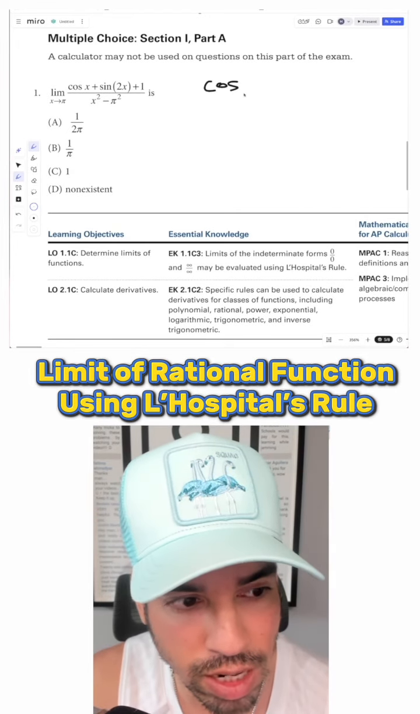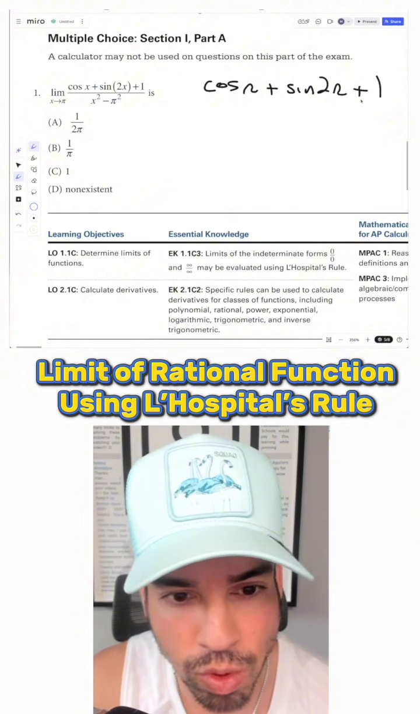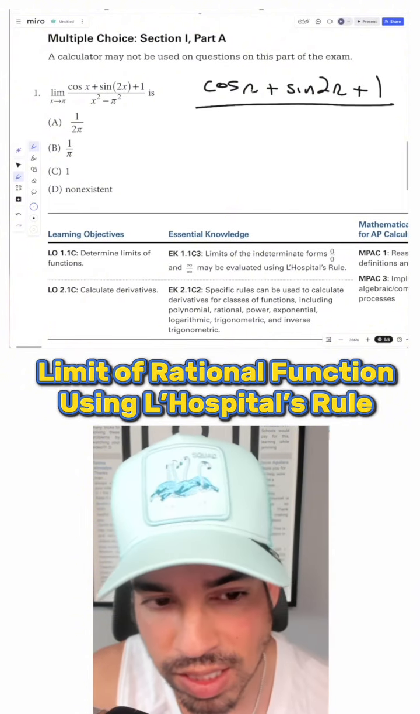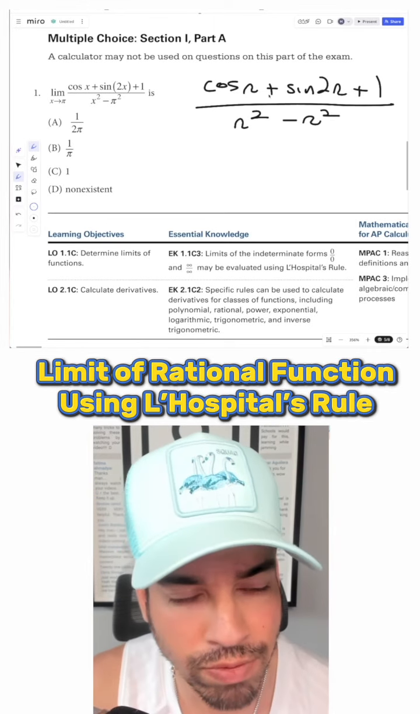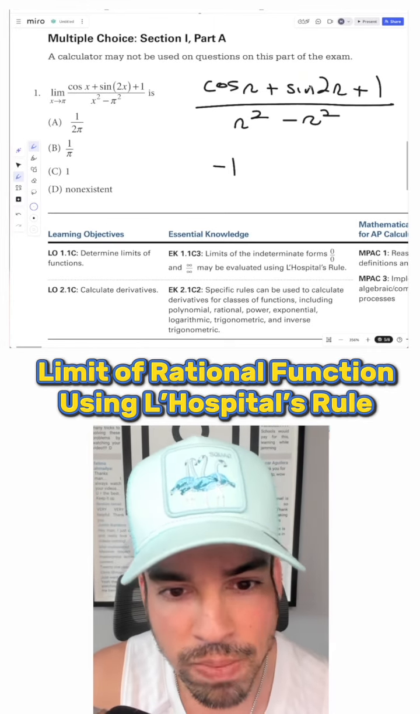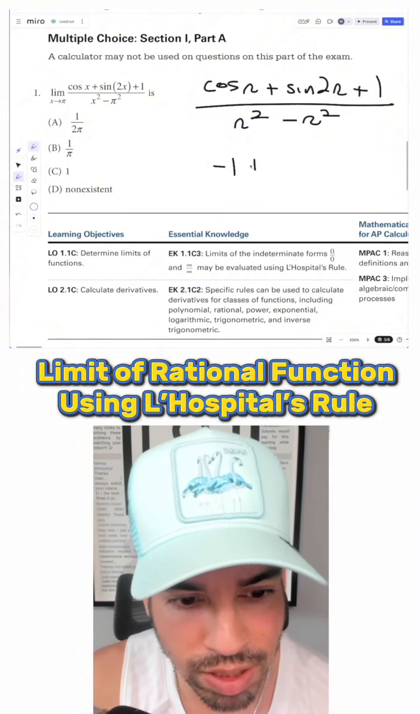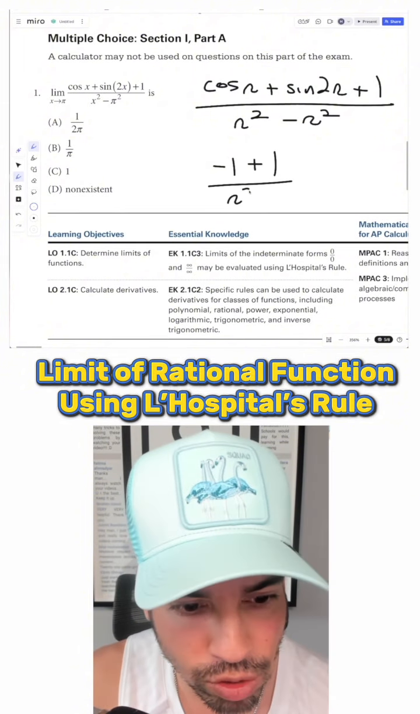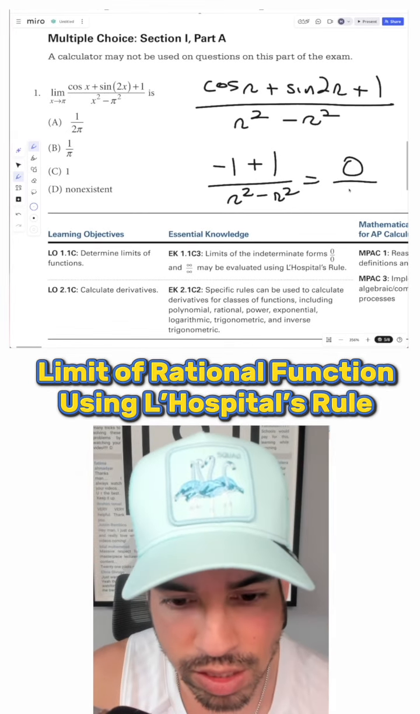So we've got cosine of pi plus sine of 2 pi plus 1 on top, again just replacing each x with the pi, and on the bottom we have pi squared minus pi squared. So what we get here for cosine of pi is -1. Sine of 2 pi is 0, remembering the unit circle, and then we've got plus 1 on the top. And then we've got pi squared minus pi squared on the bottom. -1 plus 1 is 0. We've got 0 on the bottom.